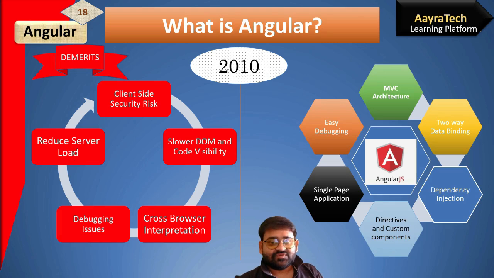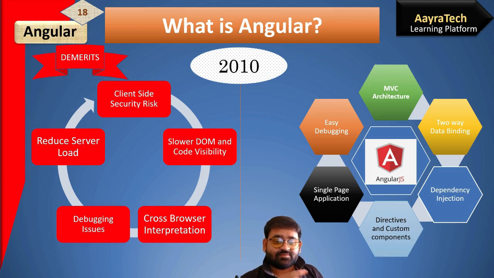So these are the features of AngularJS. MVC architecture, the model view and controller pattern, is integrated in AngularJS. Two-way data binding, that means view and controller can interact with each other without any hesitation. Dependency injection, that means we can use third-party libraries in AngularJS. That is the dependency injection module.